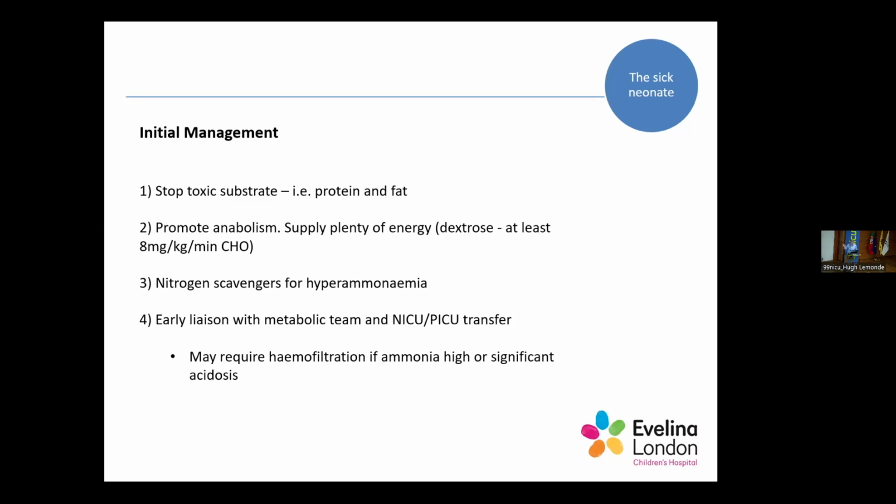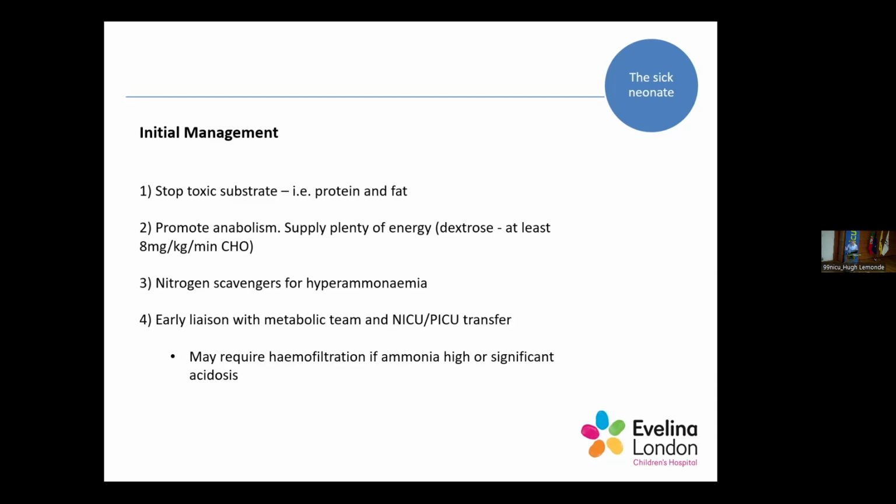The next step for high ammonia is giving some nitrogen scavengers. These are intravenous drugs that give the body an alternative route to get rid of nitrogen, which can help the ammonia. But the bottom line is we need to recognize these children quickly, liaise with your local metabolic service, because many of these children will need transferring to an intensive care setting where they can be hemofiltered.